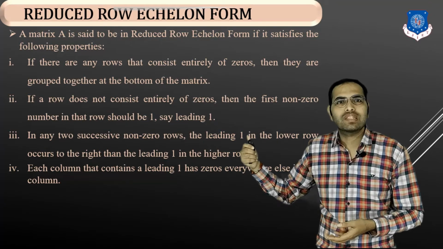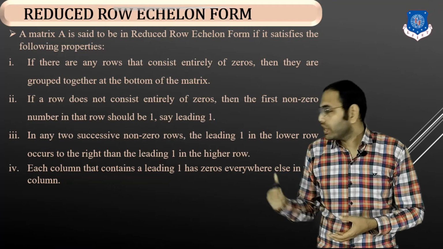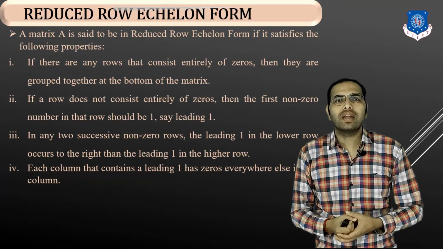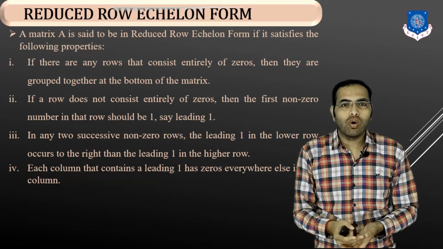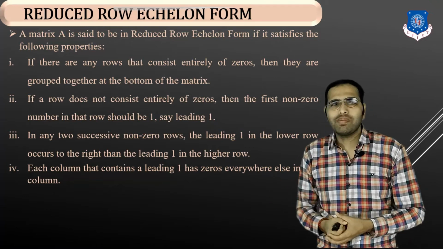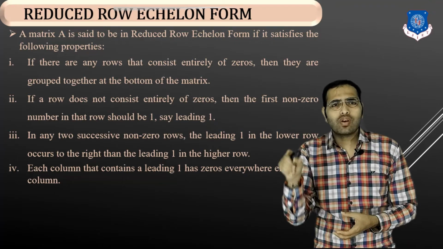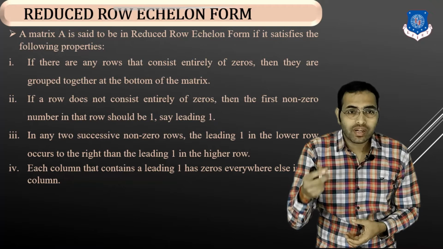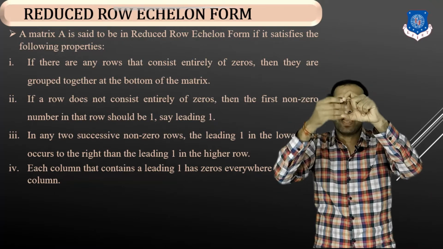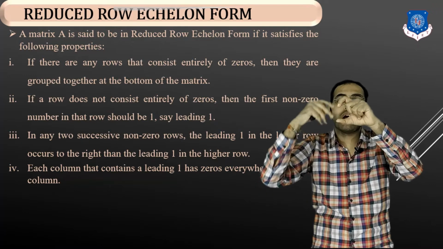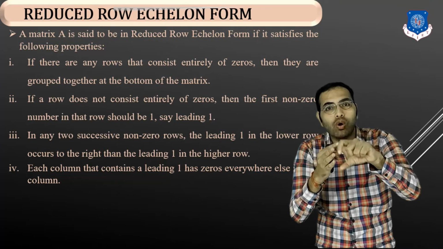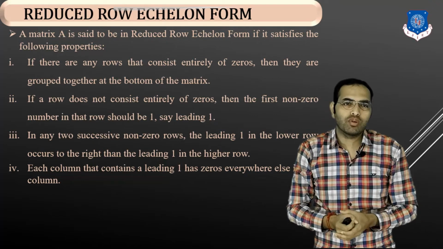The first three conditions are the same as row echelon form, and the fourth one is that each column that contains a leading one has 0 everywhere else in that column. That means every leading one column has zeros on the bottom side of the leading element and the upper side of the leading element.